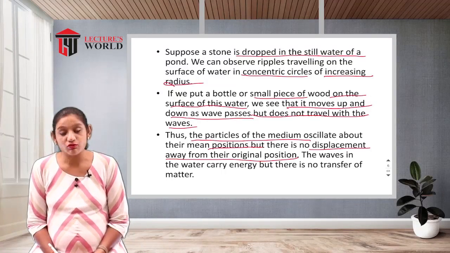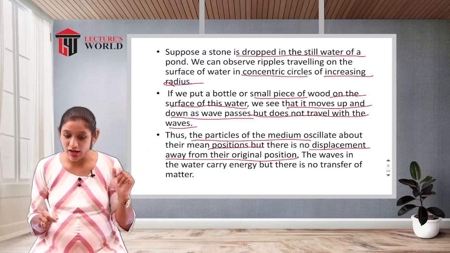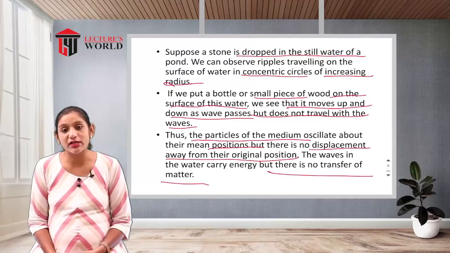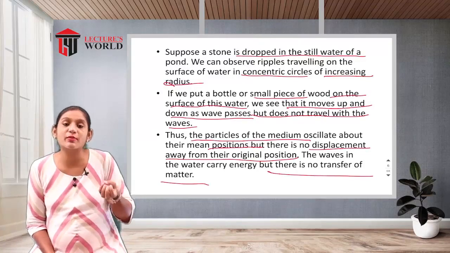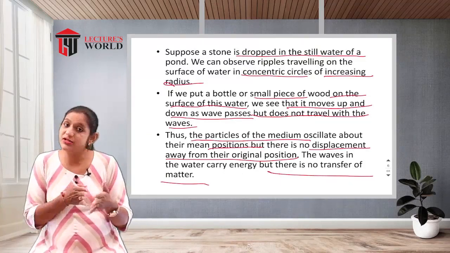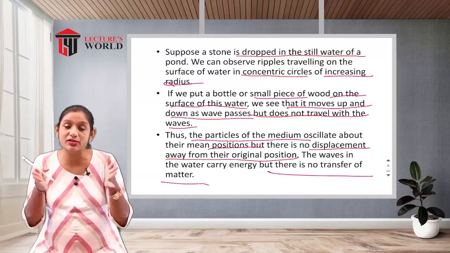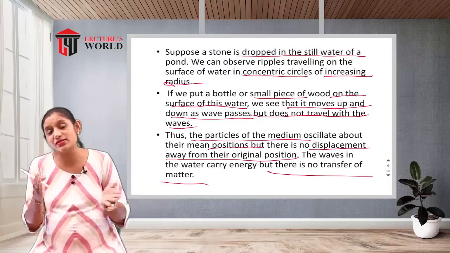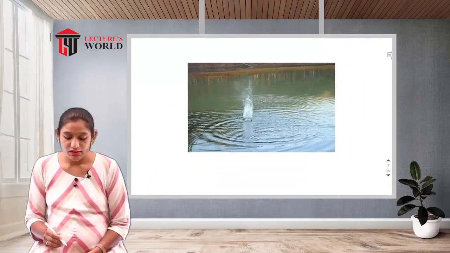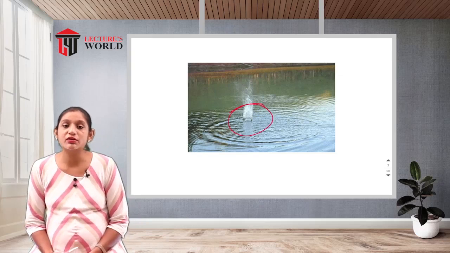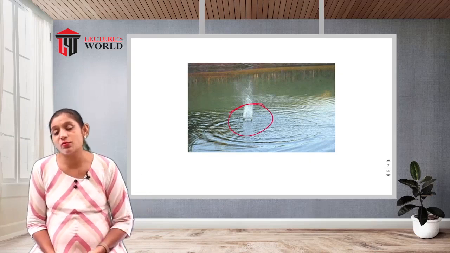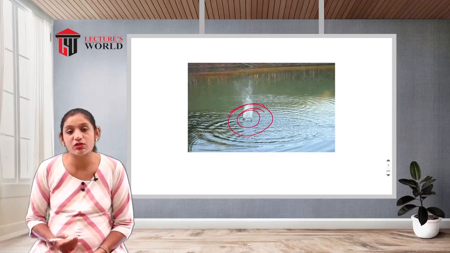The wave in the water carries energy, but there is no transfer of matter. This means the wave in the water carries energy in the form of motion, but there is no transfer of matter. Matter means the object, which is not transferred; what is transferred is the motion, the waves. Right. Next one. See here, the stone is put down into the still water. The waves appear and expand, but the object does not swim over there.